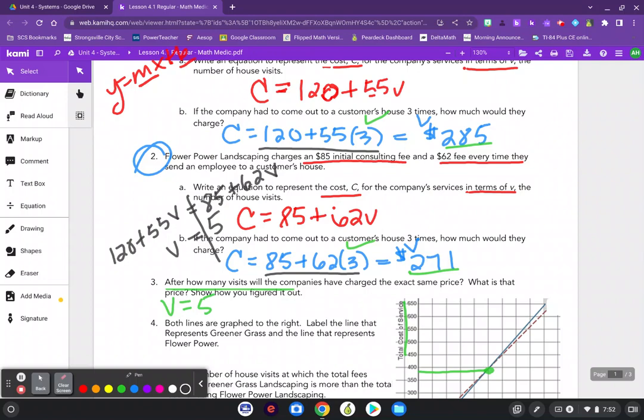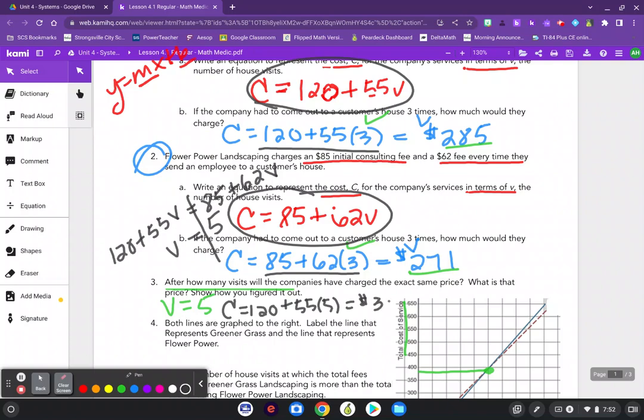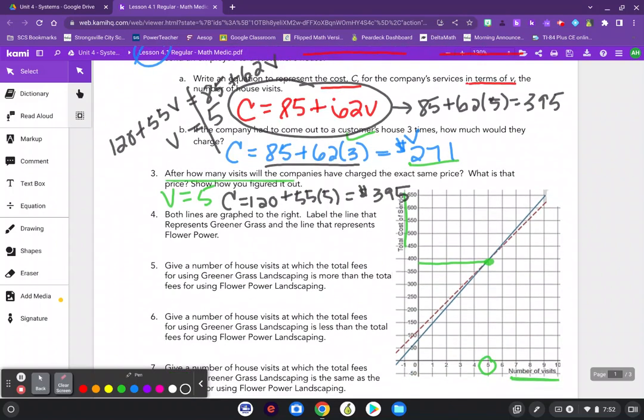And so if I want to know what that cost is, I could substitute it into either one of these 2 equations. This is where they should be the same, just like I did in part B. And so I'm going to say C equals 120 plus 55 times 5. When I do that, I get 395. By the way, I also could have put 5 in here, right? I could have done 85 plus 62 times 5. And if I put it in the second equation, I would get the same number because I'm looking to see when the cost is the same. So when I go back to my graph over here, it seems reasonable that 395, not quite at the 400 level.